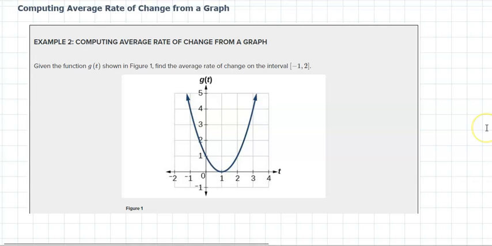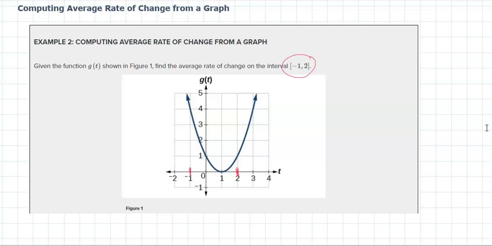Okay, so the next skill you need to have under your belt is computing the average rate of change from a graph. So here it's asking us to find the average rate of change on the interval -1 to 2. So let's think for a moment about what this -1 to 2 means. So that means going from -1 and including -1, that's what the square bracket means, up to 2 and including 2. So I'm going to mark that on my graph here, -1 to 2.